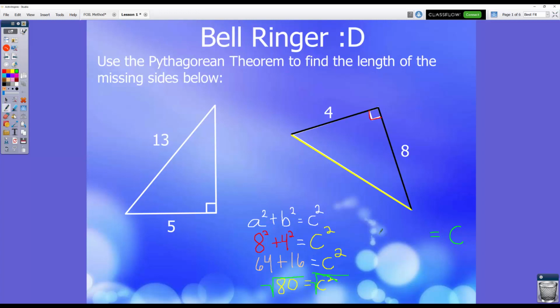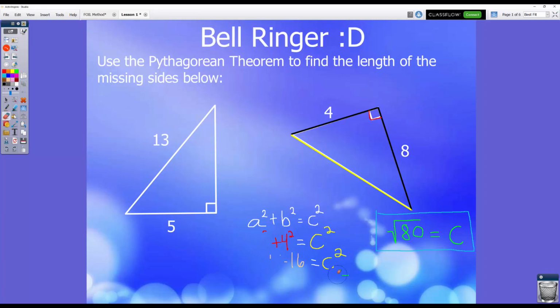80 is not on our list of perfect squares, so we're just going to leave that as the square root of 80. Because remember, the square root of a number that is not a perfect square gives us an irrational number, a number with a never-ending decimal and no repeating pattern. So rather than writing something that has no end or repeating pattern, we'll just say c is equal to the square root of 80. And there we go. That is one problem in the books.